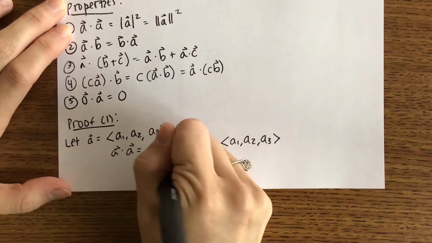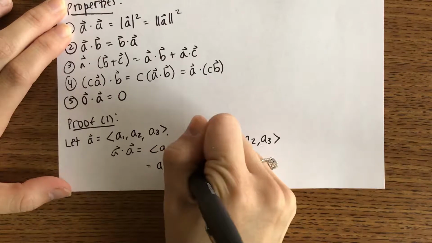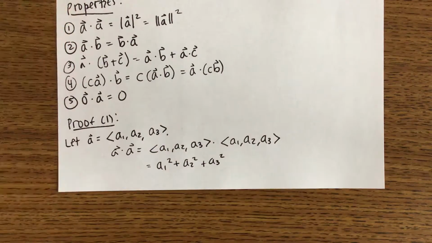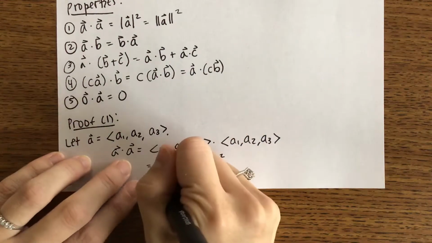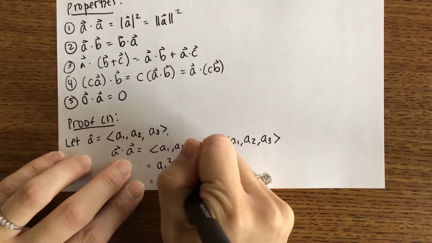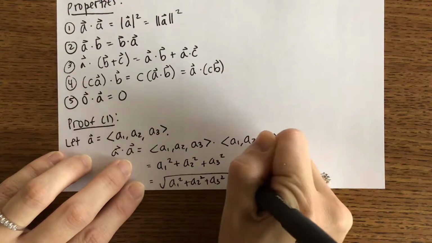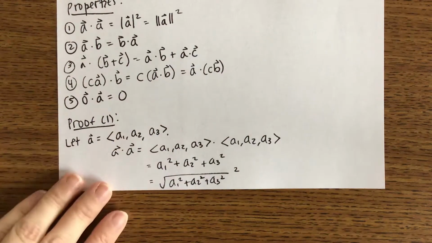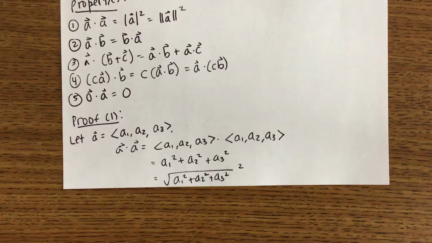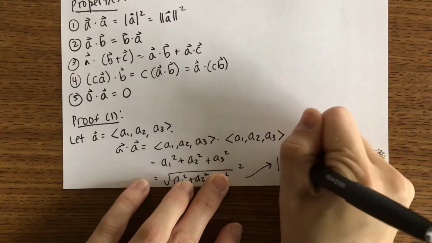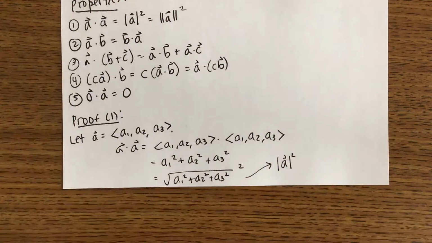This is going to get us A1 times A1, so A1 squared, plus A2 squared, plus A3 squared, which is the square root of A1 squared plus A2 squared plus A3 squared, that whole quantity squared. Reason I need that is it's now equal to the norm of A squared. So the norm of A being the square root.